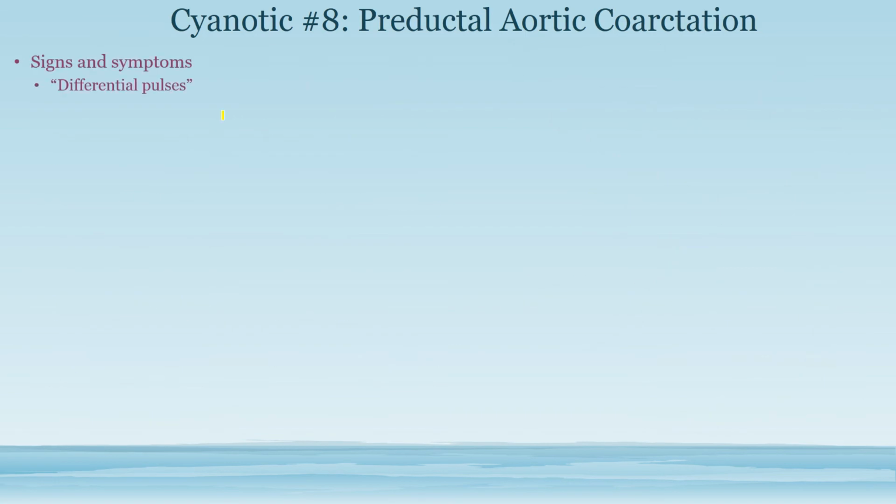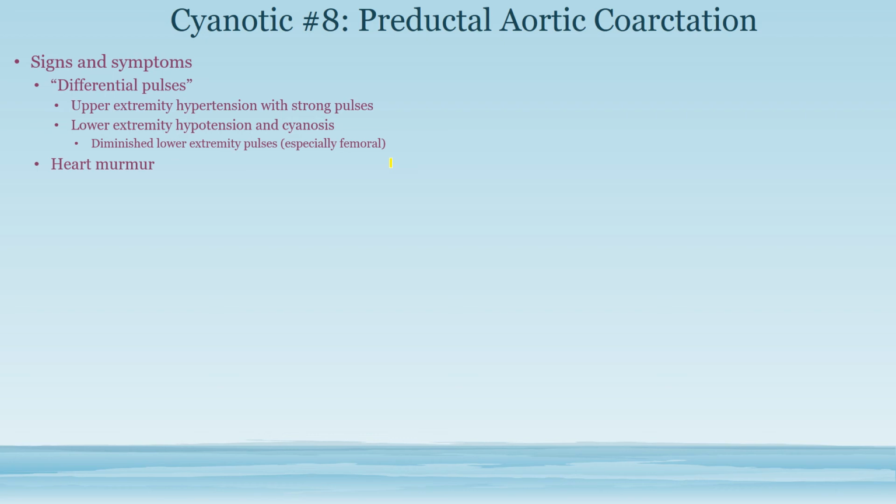So some signs and symptoms we should know about. I'm sure you've heard the term differential pulses. That means you have pulses that are different in the upper and lower extremities. As we noticed in the previous image, the upper extremities have a lot of blood supply, while the lower extremities have less and hypooxygenated blood supply. So the upper extremity will be hypertensive with strong pulses, and lower extremity will be hypotensive with weak pulses and cyanosis. Especially the femoral pulses will be affected.